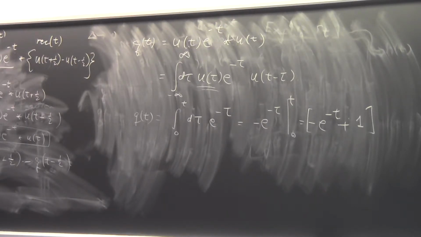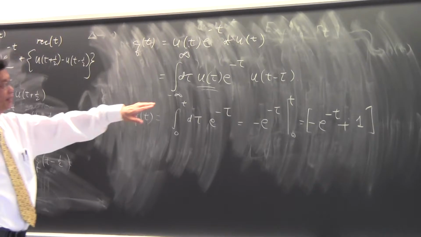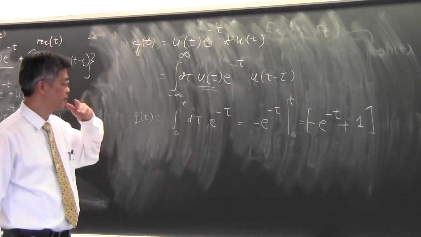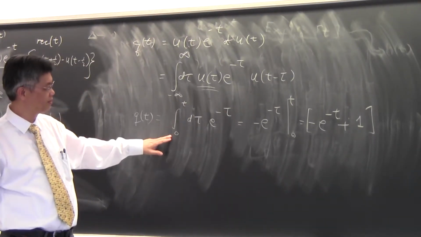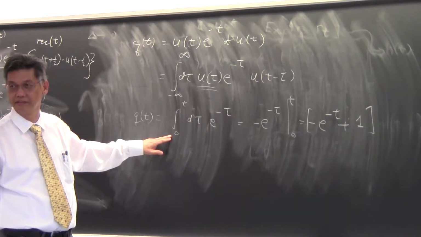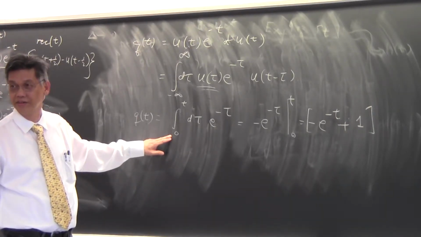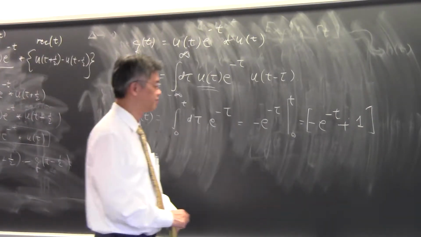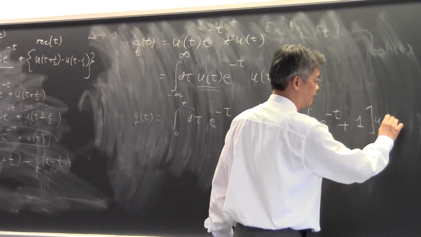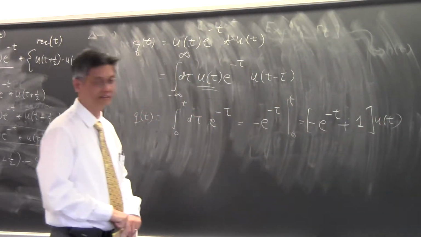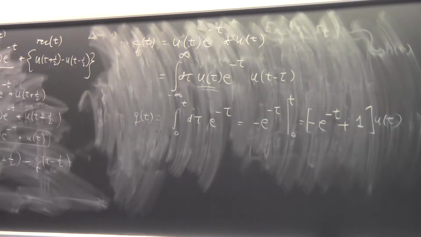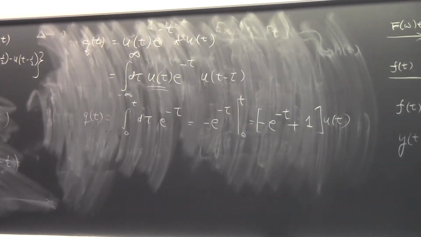If t is a number less than 0, what happens to this process? If t here has been a number less than 0, what would I have got? I got 0, right? So I should qualify this answer with the fact that it is 0 if t is less than 0. So I have to put a unit step function over it. So that is my q of t.